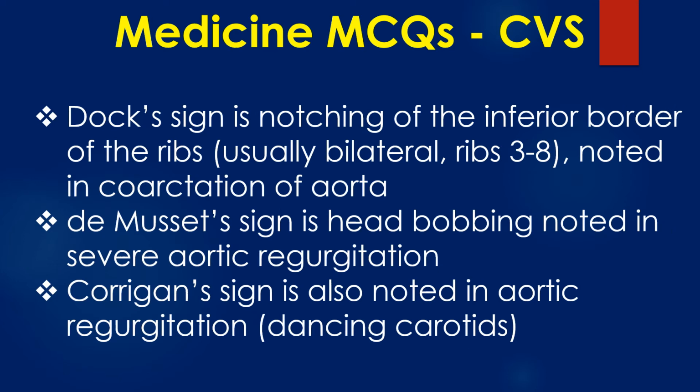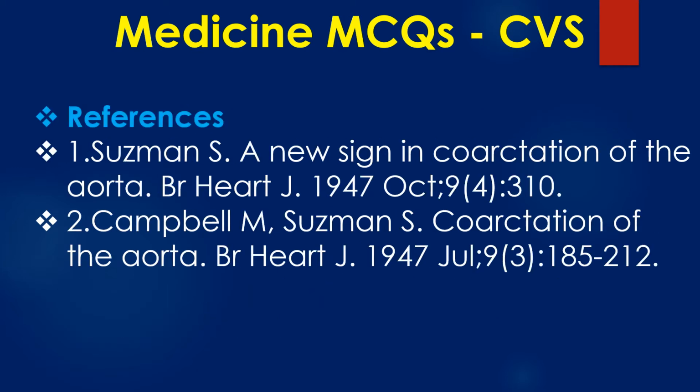Dock's sign is notching of the inferior border of the ribs, usually bilateral in ribs 3 to 8, noted in coarctation of aorta. De Musset's sign is head bobbing, noted in severe aortic regurgitation. Corrigan's sign is also noted in aortic regurgitation, dancing carotids. Here are a couple of references on Sussman's sign.